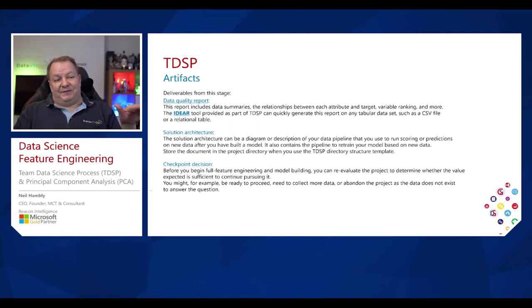So again, like before, we've got some artifacts that we're going to develop out of this. Now there's something called the IDEA tool, which is part of the TDSP process, that can build some reports for you. I've never really used it to a great degree, but I want to make sure you're aware that this thing exists. It's a data quality report, and it tells us what's happening in the relationships and attributes, etc.